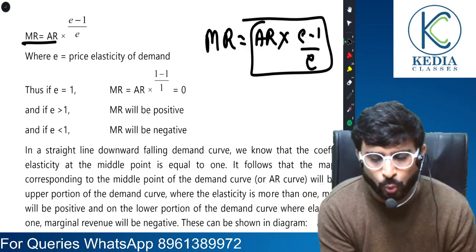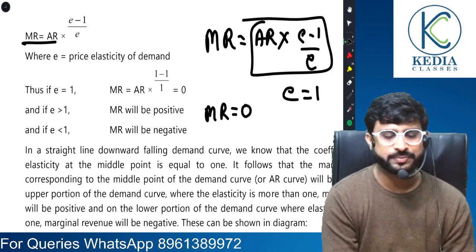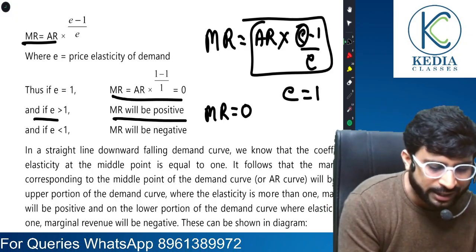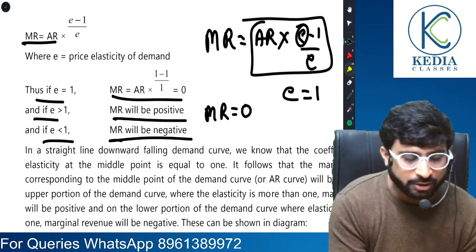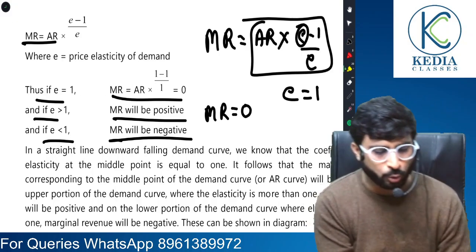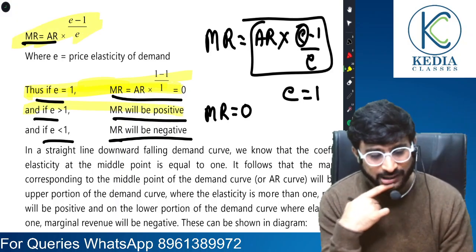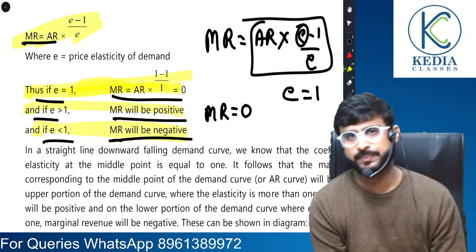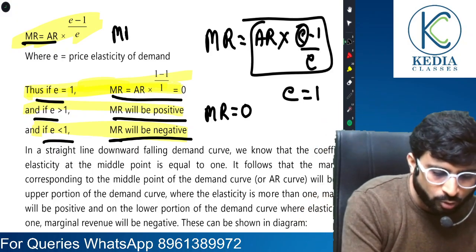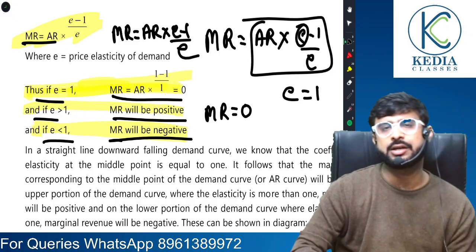So if elasticity is 1, MR equals 0. If elasticity is greater than 1, MR is positive, and if elasticity is less than 1, MR will be negative. Indeed, a very important portion, the most important, if you may, from this particular portion, and this formula is very important, has come in exam, will come in exam. It's not a prediction, it's a spoiler. It will come in exam. MR equals AR into E minus 1 by E.